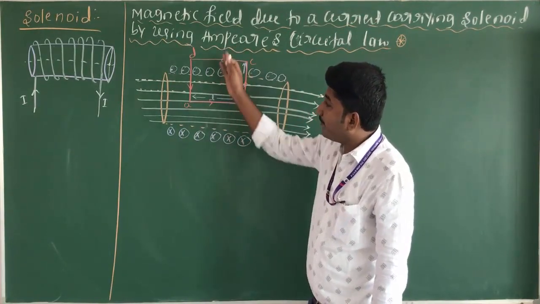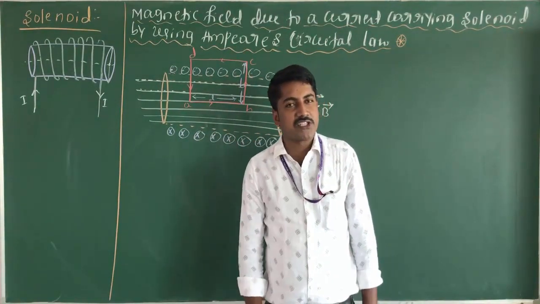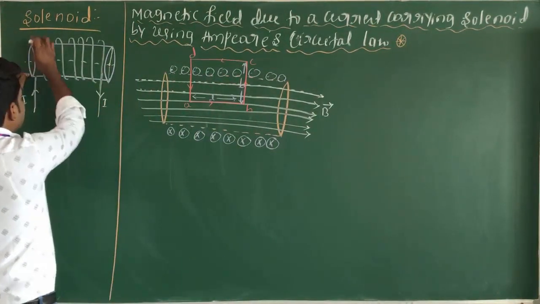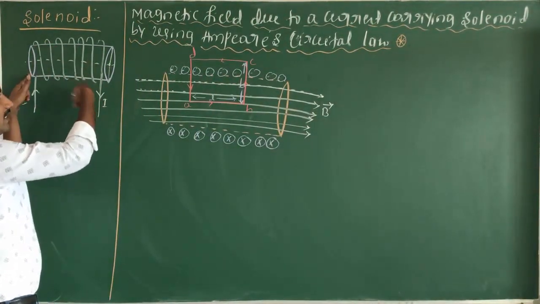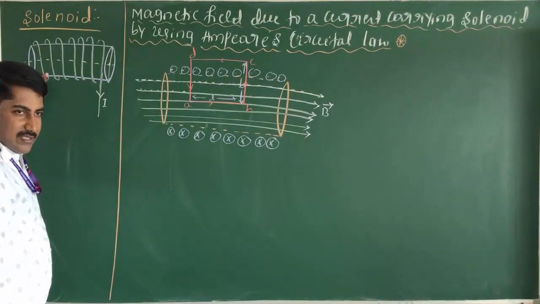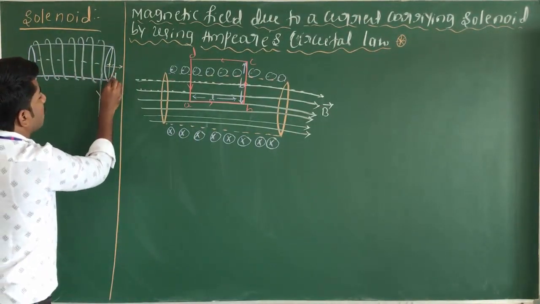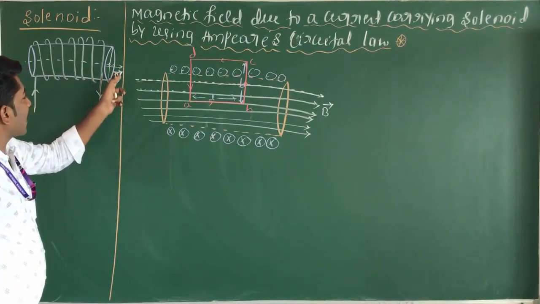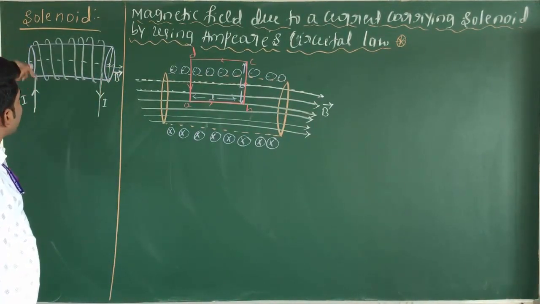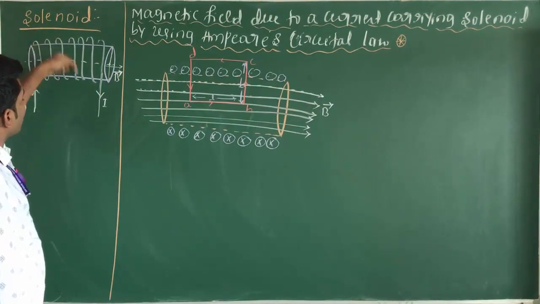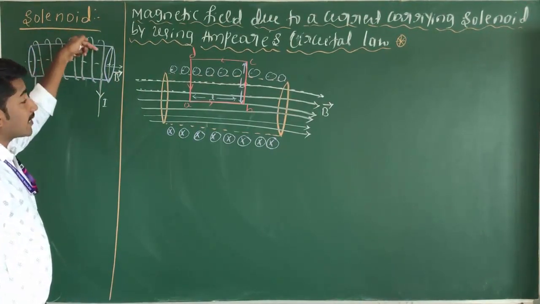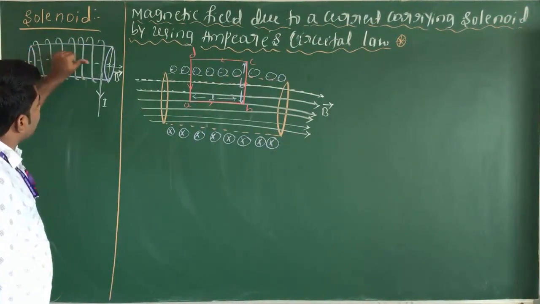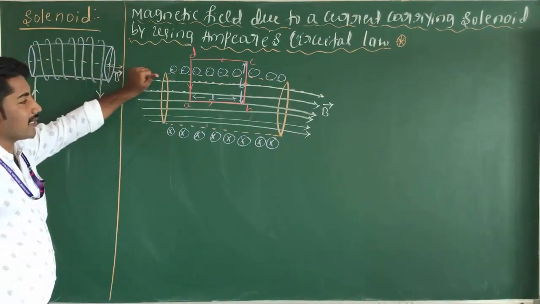This is the cross-sectional view of the solenoid. Imagine the current is flowing in this solenoid. The magnetic field is moving in this direction, and the current is moving in this direction. The current moves in a helical path, also called a circular path. When the current is moving in this direction, the magnetic field is moving in this direction. They are perpendicular to each other.